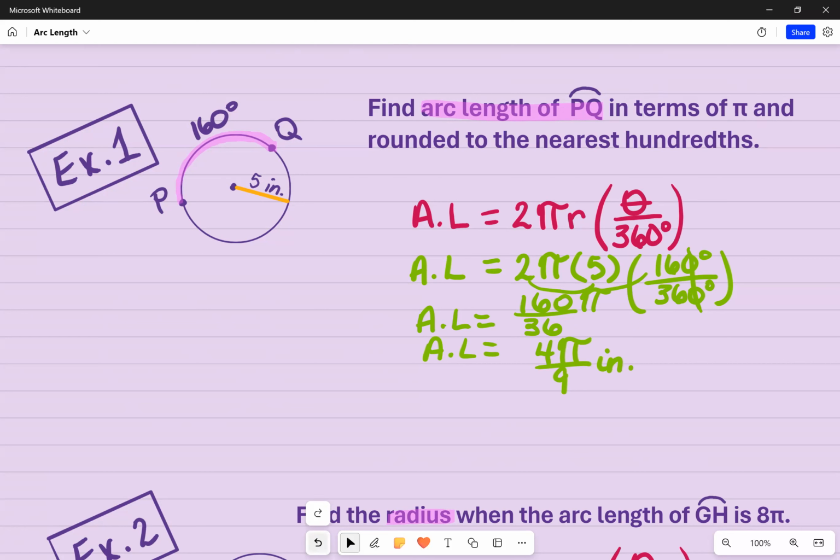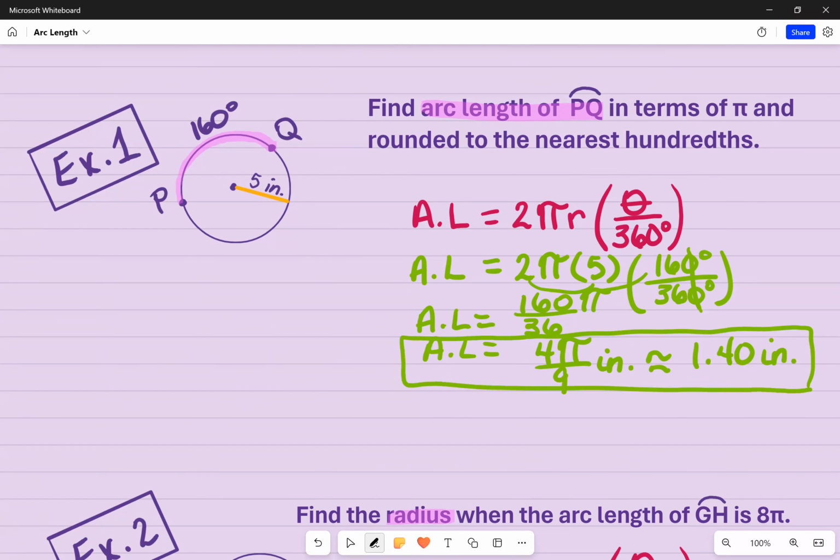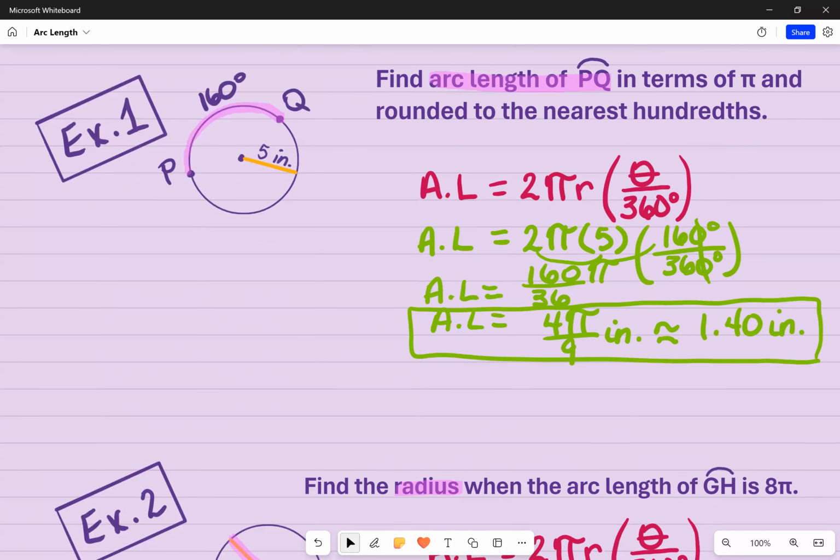They also ask in the directions for us to round it to the nearest hundredths. So if I go ahead and put that in the calculator, that's approximately 1.40 inches. So make sure you keep up with your units. So this is what it would measure if I were to actually stretch that arc out.